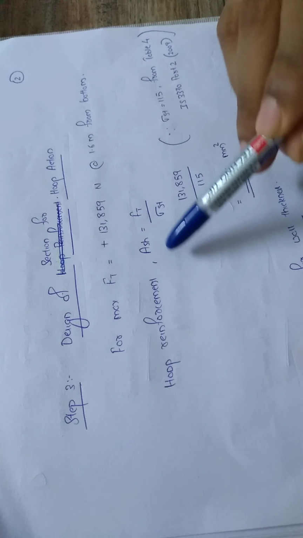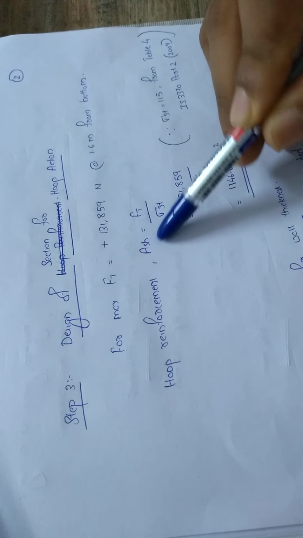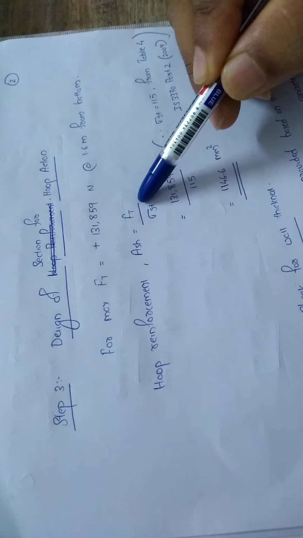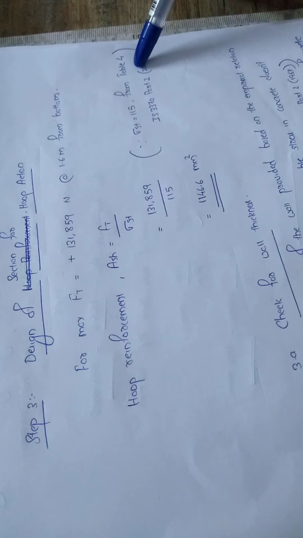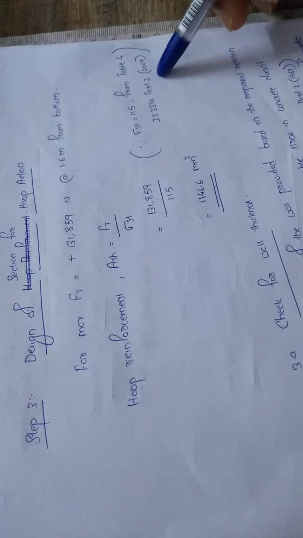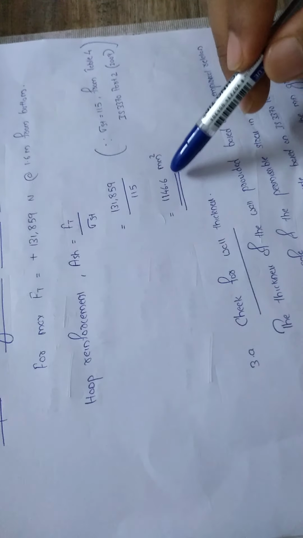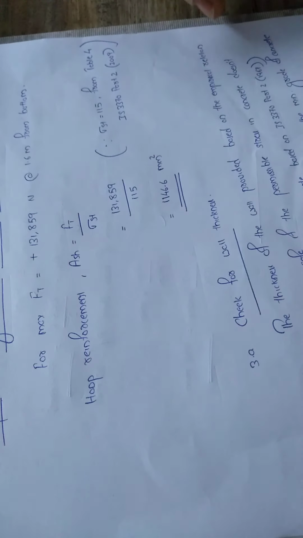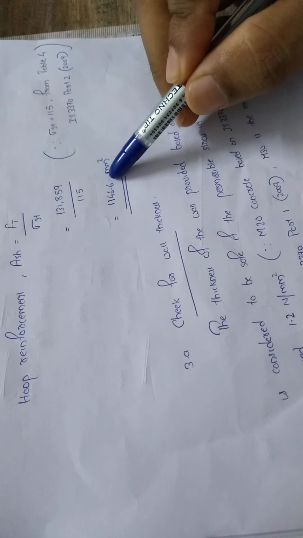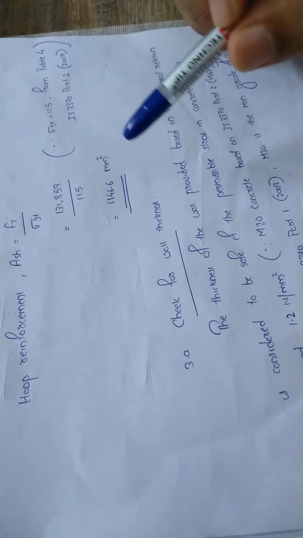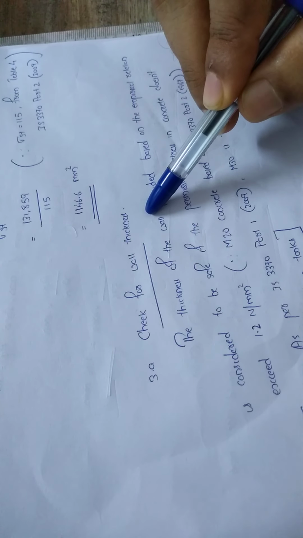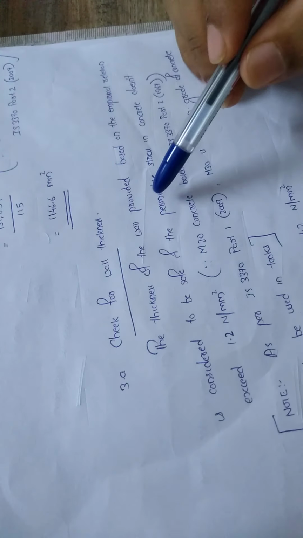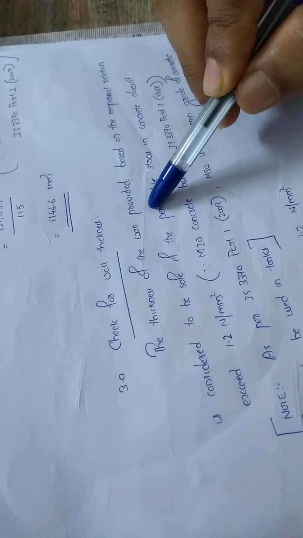The hoop reinforcement Ash, by using the direct tension formula, what we are getting is Ft divided by sigma st. Sigma st we are taking from table 4 of IS 3370 part 2, and what we are getting is Ash as 1146.6 mm squared. Once this Ash is found out, then we have to do the first check, the check for wall thickness. That means the thickness of the wall we have provided based on an empirical relation.